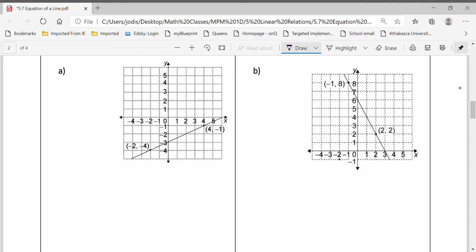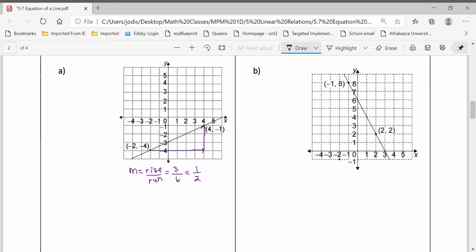So first off, we can just get our slope from our graph. That's kind of the easier way. So let's draw some arrows here, figure out what our rise and our run is. So slope is rise over run. Well, our rise, it went up 1, 2, 3, and our run was 1, 2, 3, 4, 5, 6.